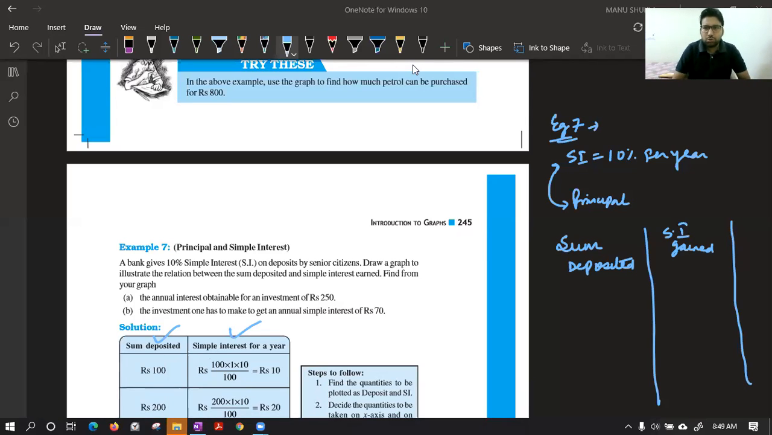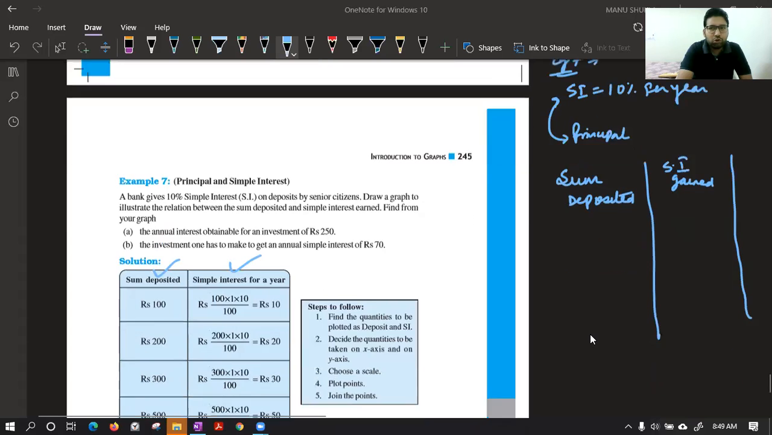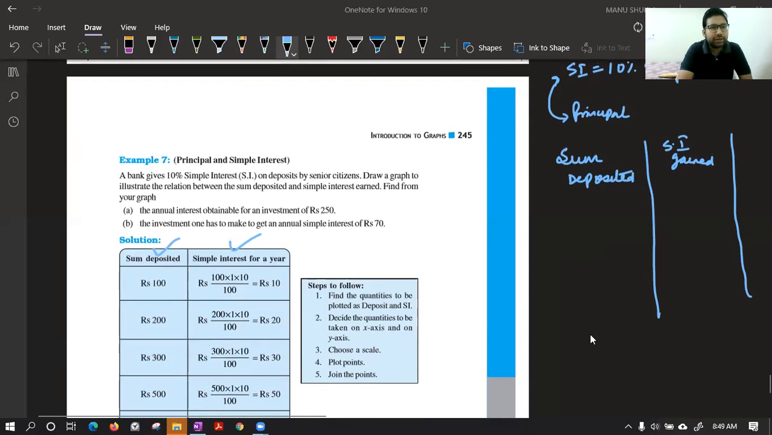Not going for undo. Okay, sir, we have to solve these examples also in the register? No, Yashna, if you want to solve, you can solve for practice, but it is not compulsory. Okay, sir, your camera is blur.